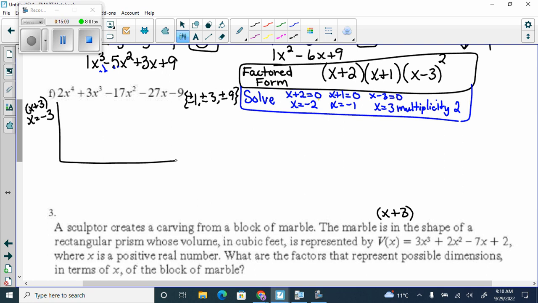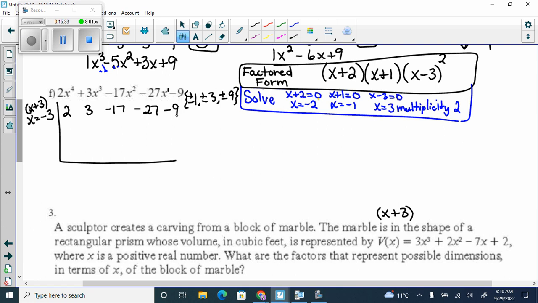This one, 4, 3, 2, 1, blast off, we're good. So we can fill in our numbers: 2, 3, negative 17, negative 27, negative 9. What if it's x to the 5? What's going to happen? Yeah, you're just going to get another synthetic division. Because every synthetic division knocks it down a degree, right? If you have x to the 5, it'll knock down to x to the 4, then x cubed, then x squared. So you'll do synthetic division 3 times and then factor.